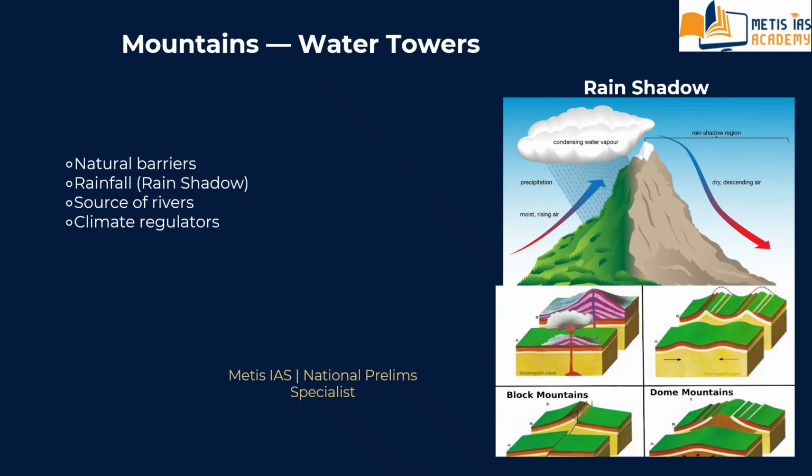What is a mountain? A mountain is a natural elevation of the Earth's surface, considerably higher than the surrounding area. A mountain is a natural elevation of Earth's surface considerably higher than the surrounding area.